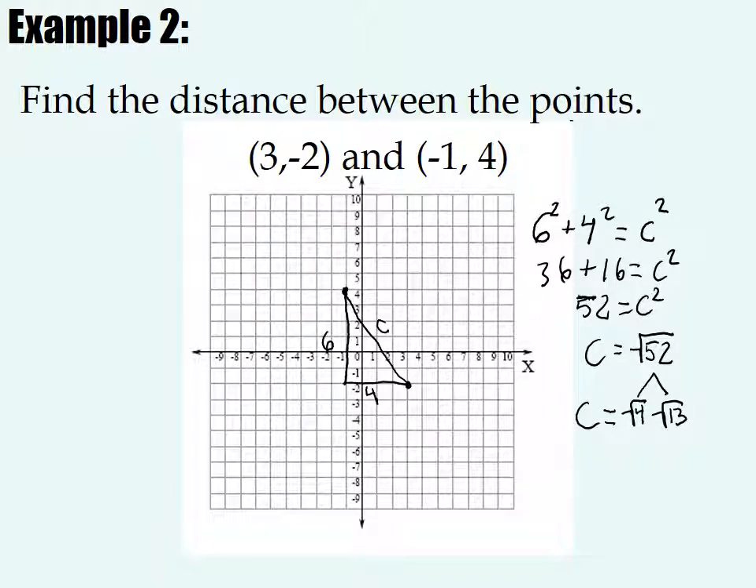Okay, so C equals root 4 times root 13. Well, the square root of 4 is 2. So C equals 2 times the square root of 13. Like I said, this answer right here, we'll call that good enough for now. You could type that into your calculator and get a decimal, but at some point we're going to try to strive to get to these more exact answers. So this would be the exact answer down here on the bottom.